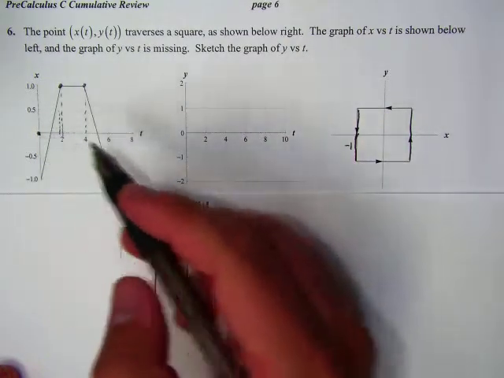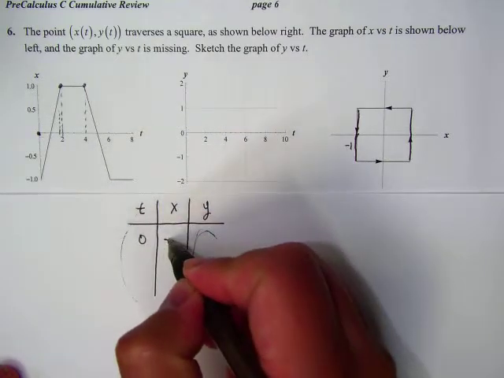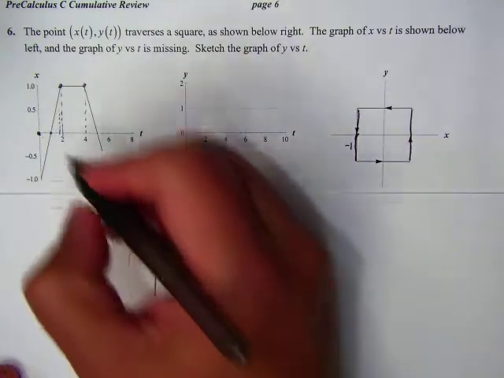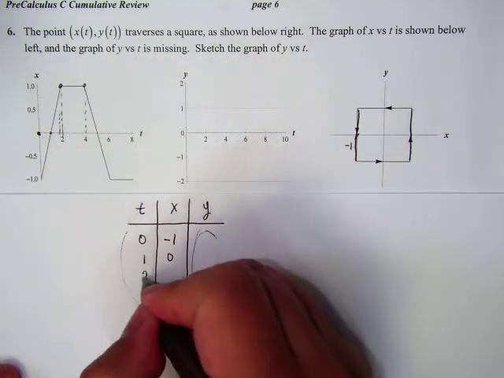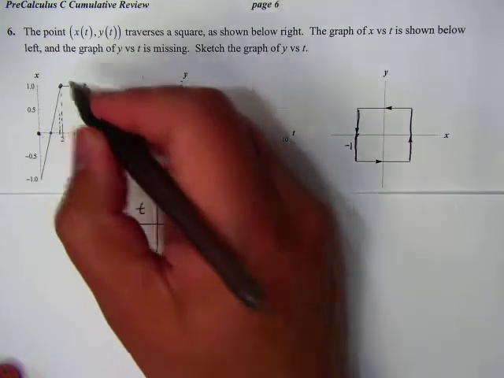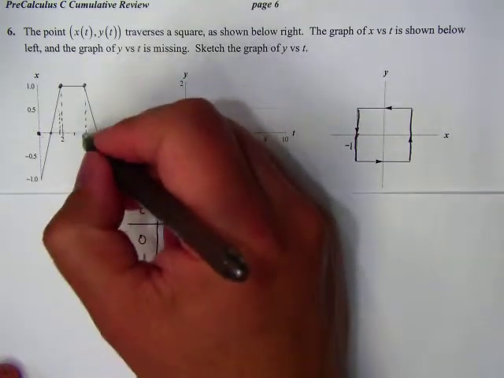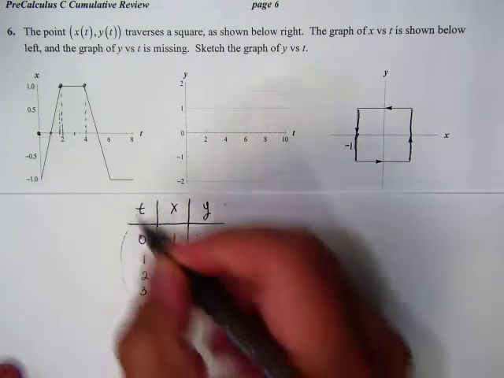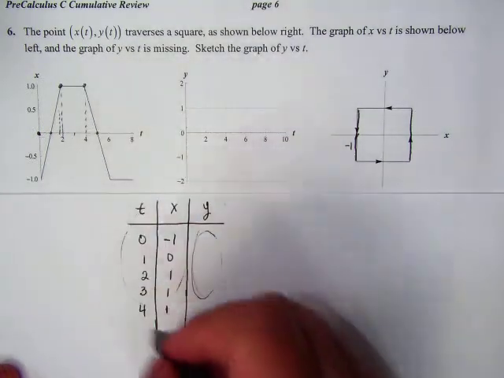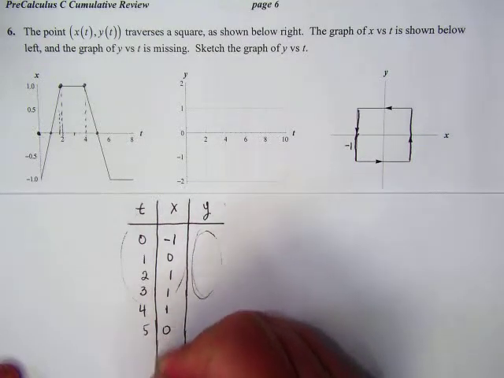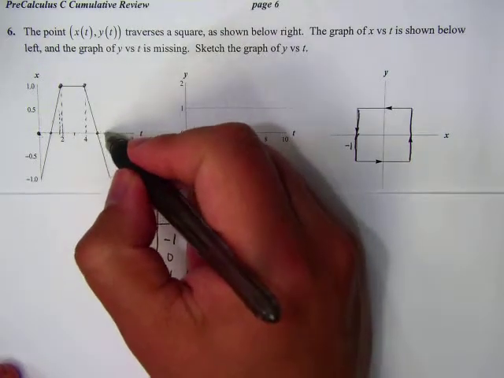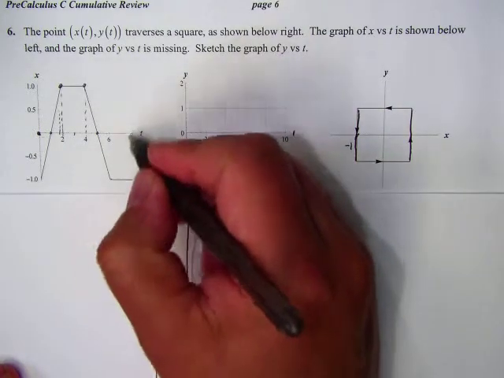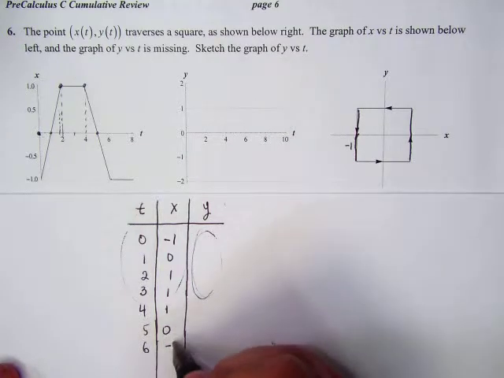When t is equal to 0, x is equal to negative 1. T is equal to 1, x is equal to 0. T equal 2, x equal 1. T equal 3, x is still equal to 1. T equals 4, x is still equal to 1. T equals 5, looks like x is equal to 0. T equals 6, we're down to negative 1. T equals 7 and 8, we're at negative 1.